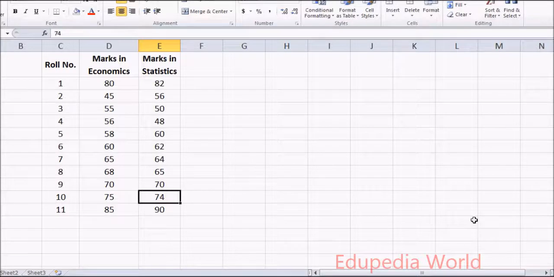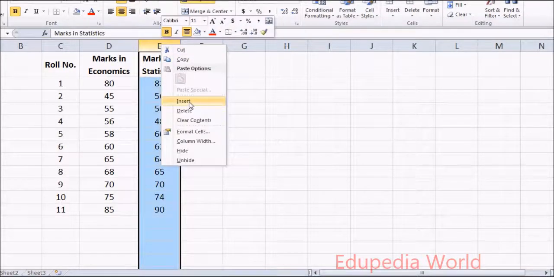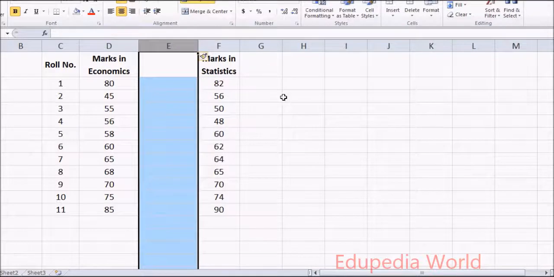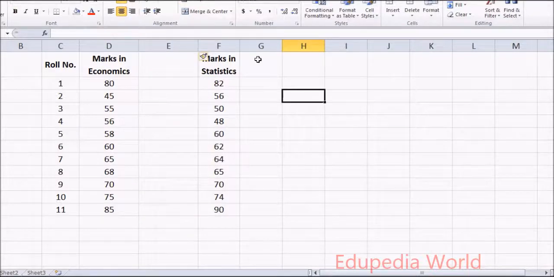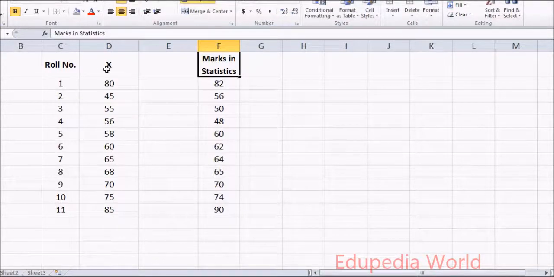Okay, so now let's take some numerical problem and understand the working. So here we have the marks of 11 students in economics and in statistics. Let's do this. You already know the working. You can pause me for a while and do this yourself. Then I'll work it out for you and you can check your answer. Alright, so here we go. Let's assume that the marks in economics are denoted by X and the marks in statistics by Y.